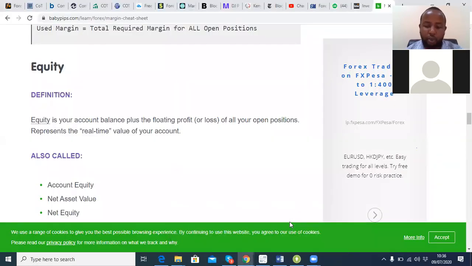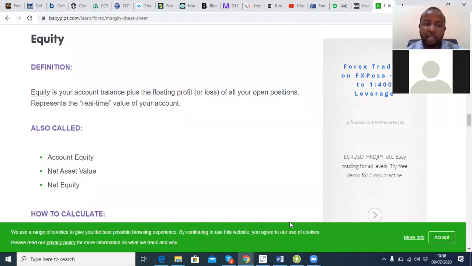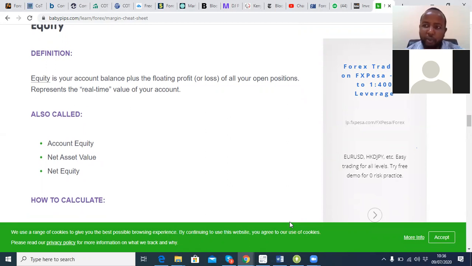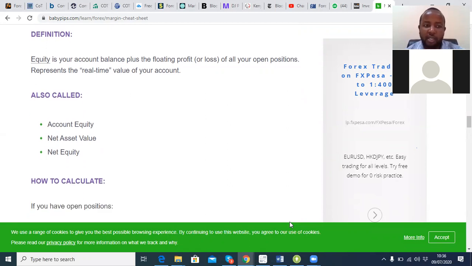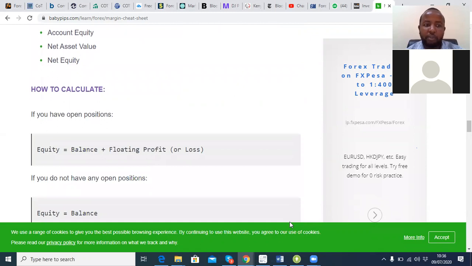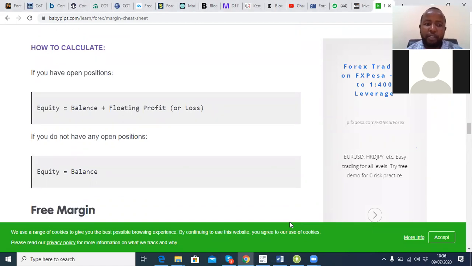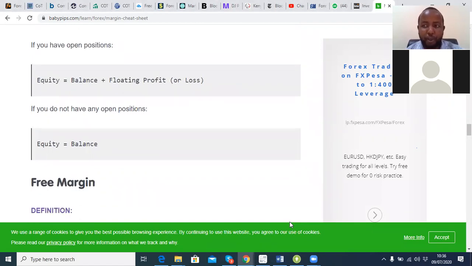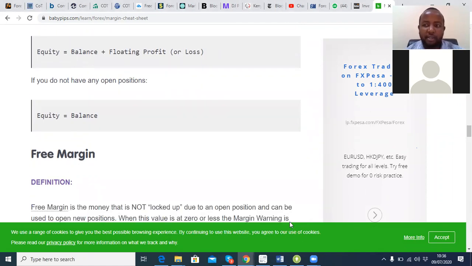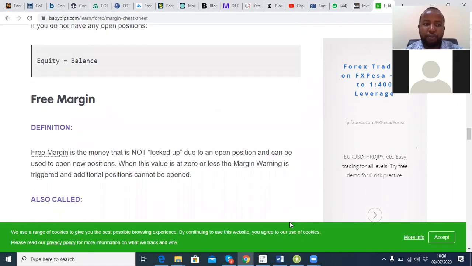Basically it's also known as account equity, net asset value. It depends whether you're trading currencies, stocks, whichever account you have, but equity still remains the same. It's net asset value or net equity. So here is how you calculate it: equity is equal to balance plus the floating profit or loss. If you don't have any open positions, the equity is equal to what the balance is reading in the account. Now we go to free margin.